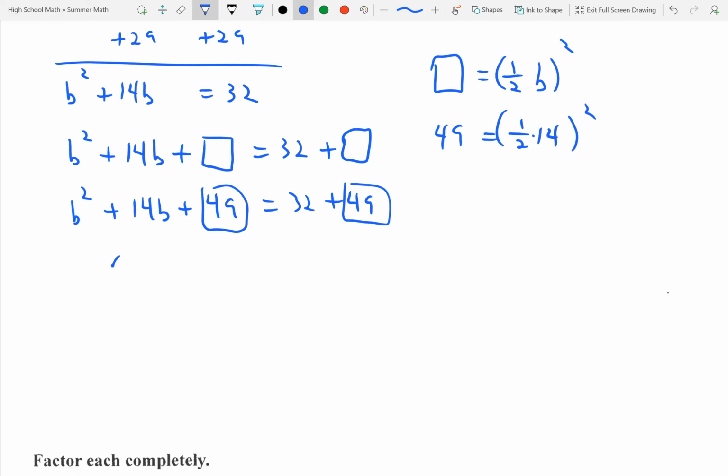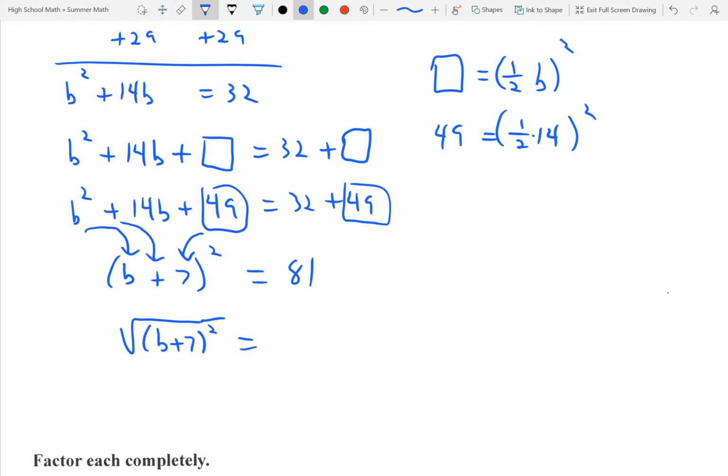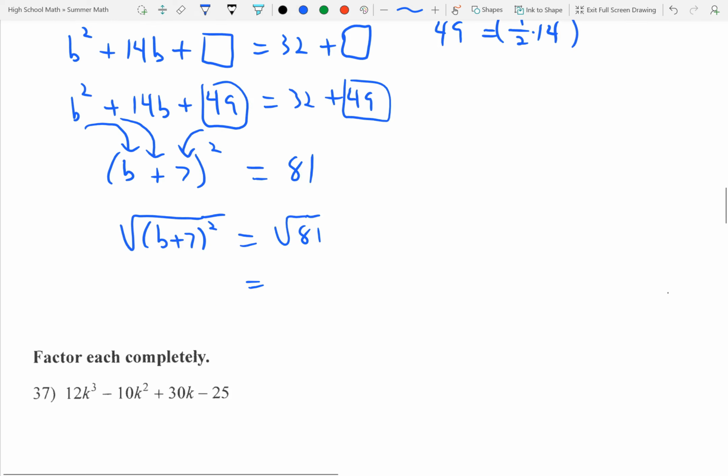Alright, now our left side we can write as a binomial squared. Our right side, combining like terms, yields 81. The square root of the first term goes first. The square root of the last term goes last. And this operator goes in the middle. Now we can take the square root of both sides. The whole reason we wrote that box number in is so we can now conveniently take the square root of this quantity squared. The square root of 81 will be both positive and negative 9.